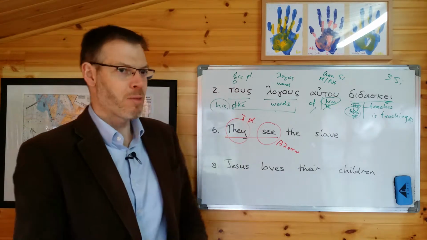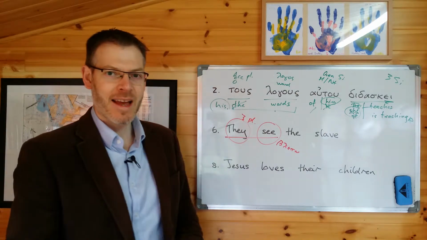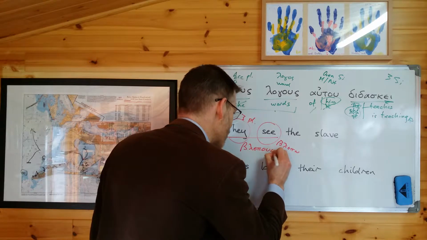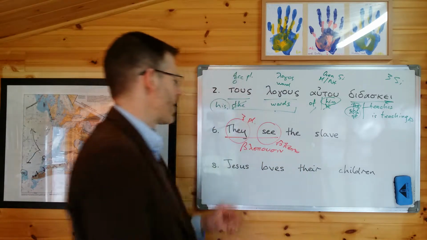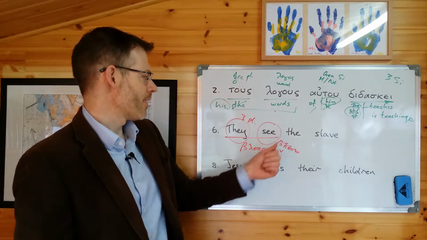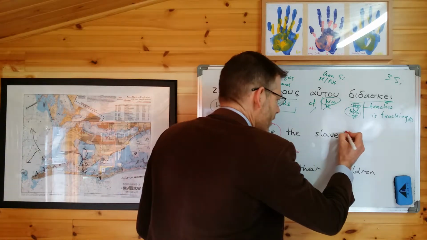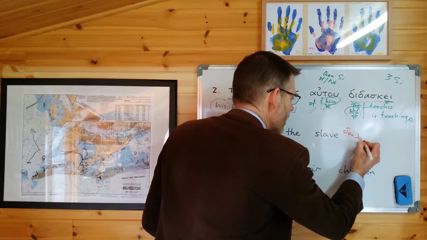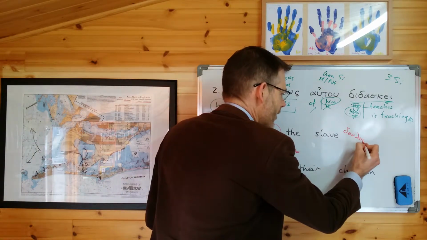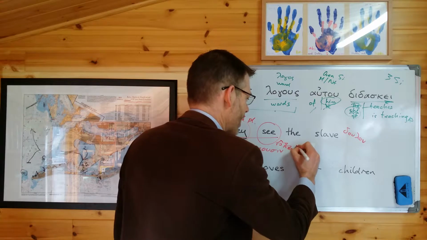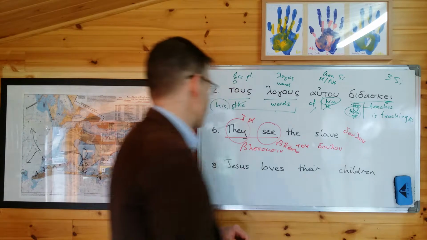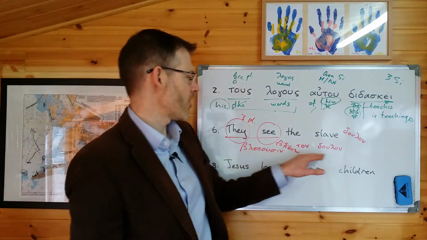So we go blepo, blepeis, blepei, blepomen, blepete, blepousin. They see the slave. The slave is the object. So doulos is a slave in the nominative case. That's the case you learn it in. Accusative case, it's doulon. And of course, the article which agrees with that is ton doulon. So they see the slave, blepousin ton doulon.